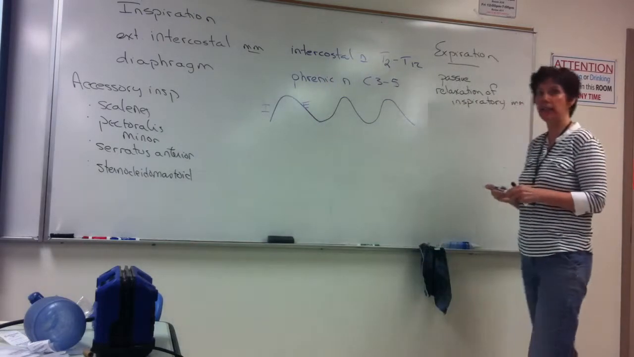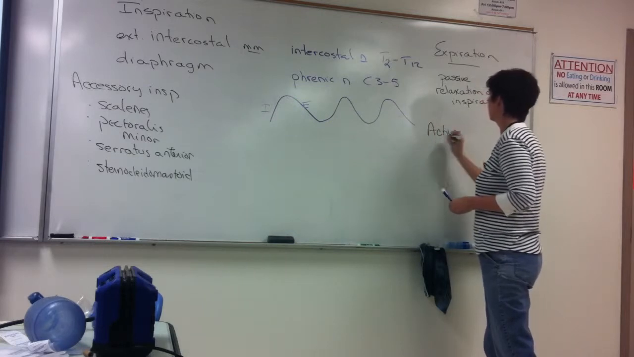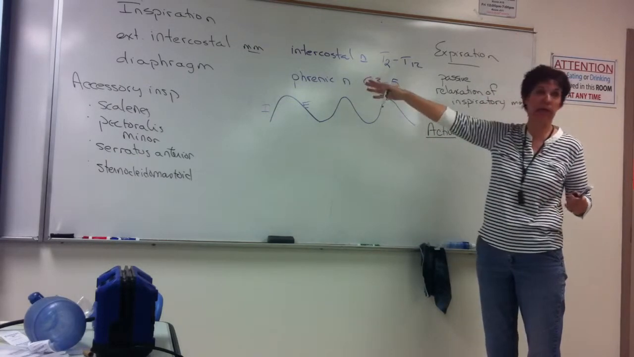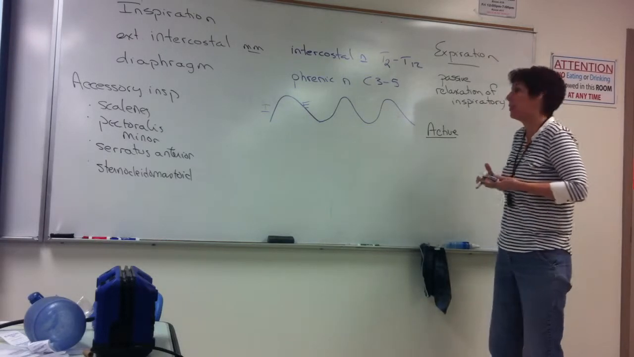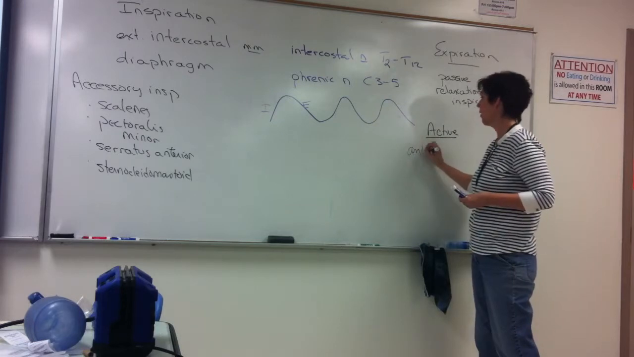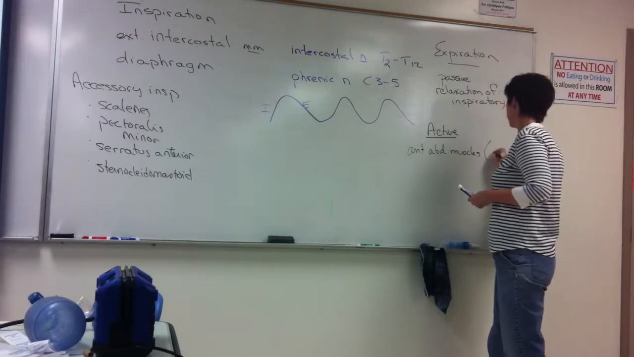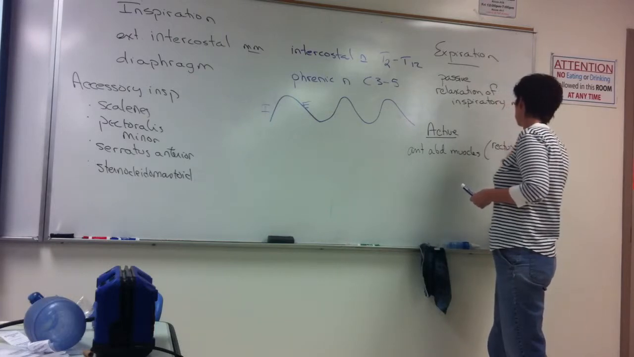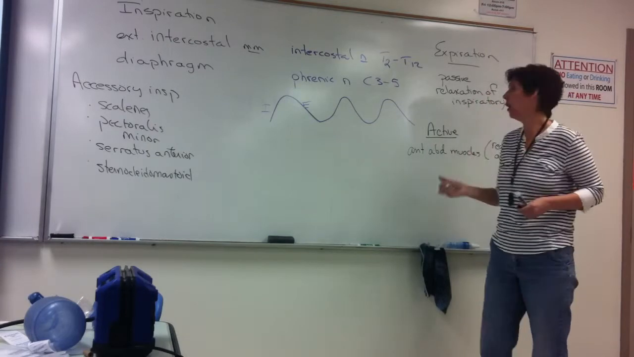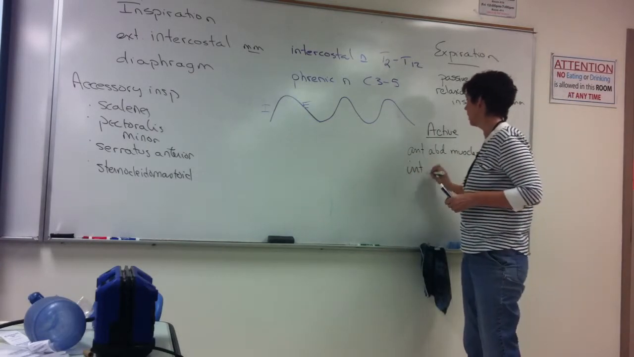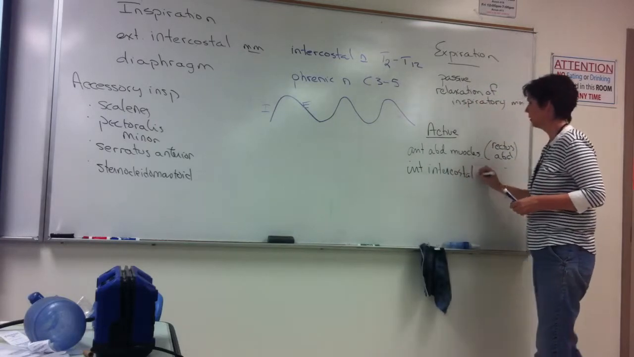And then when we do active expiration, using muscles that assist the relaxation, so pushing the diaphragm up farther than it would move up just as normal relaxation, we use our anterior abdominal muscles, flexors like rectus abdominis, and to assist pulling the ribs downward, we use the internal intercostals.